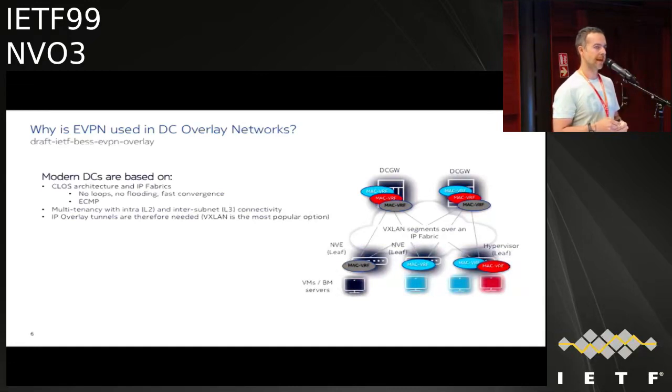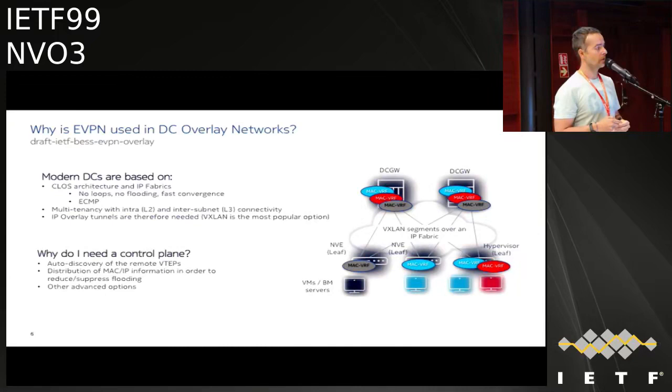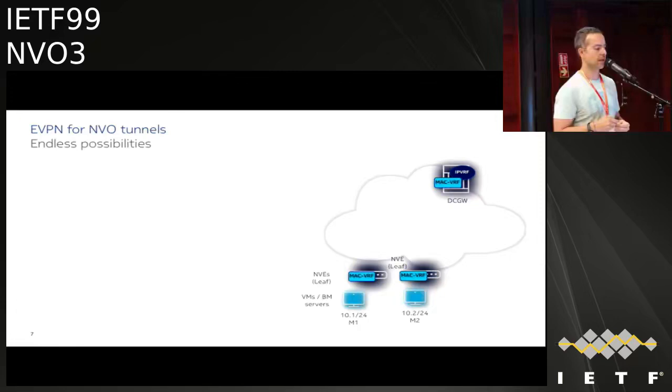Why do we need a control plane for VXLAN or any other IP overlay tunnel? Well, first of all, you need to auto-discover the remote VTEPs. So when a given VM in a subnet needs to talk to someone else in a different leaf or data center gateway, it needs to know how to reach that leaf or data center gateway, right? The other thing you need is to somehow distribute the MAC and IP information of the different hosts in your subnets. And you also need some more advanced options. So EVPN is a perfect fit for an NVO data center.